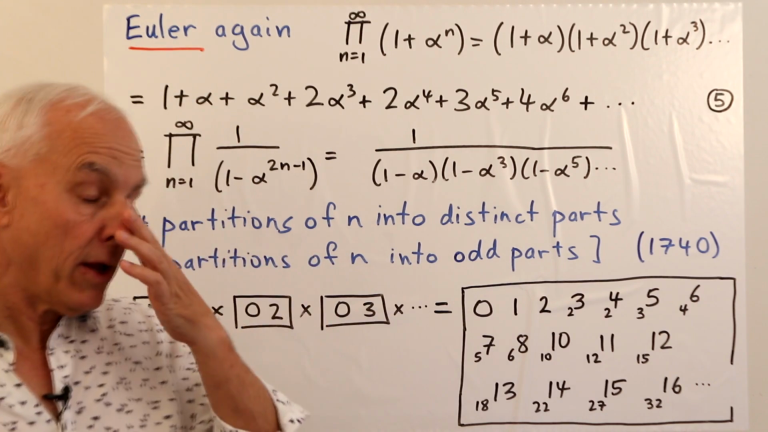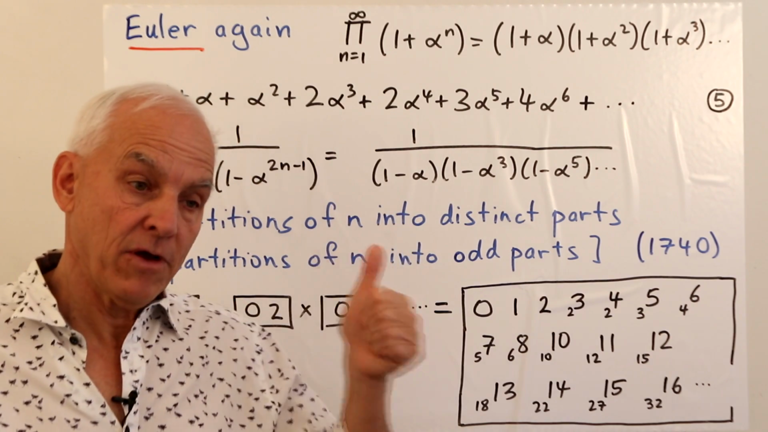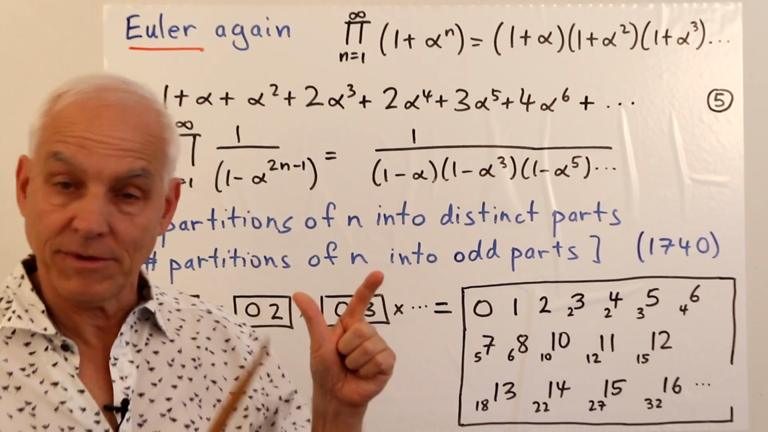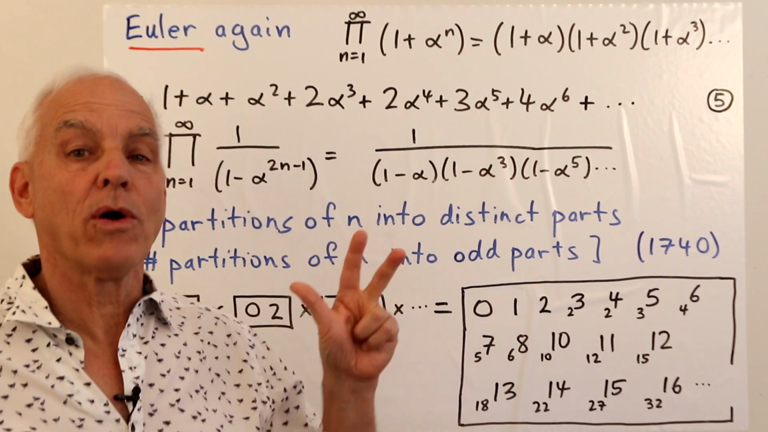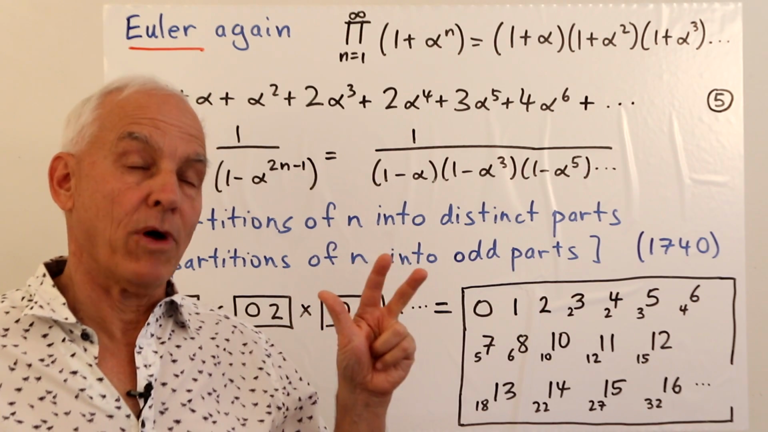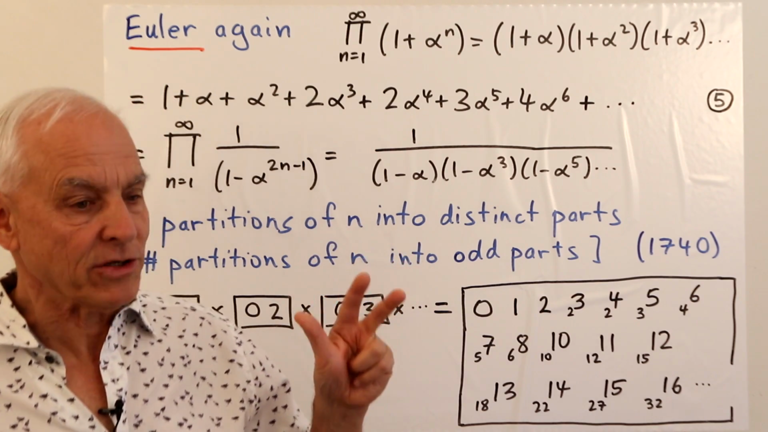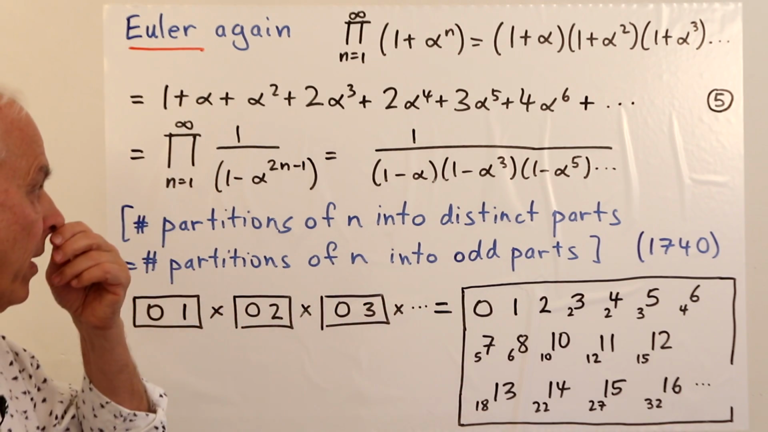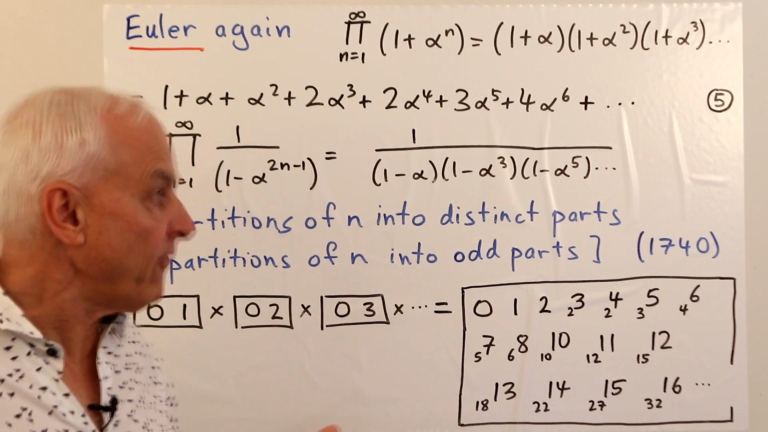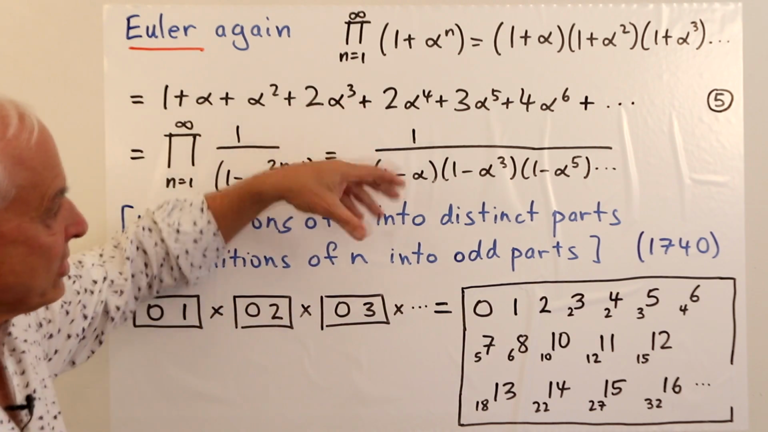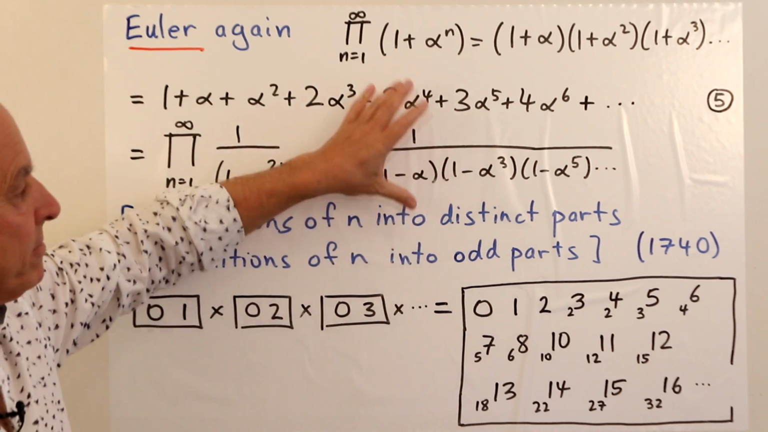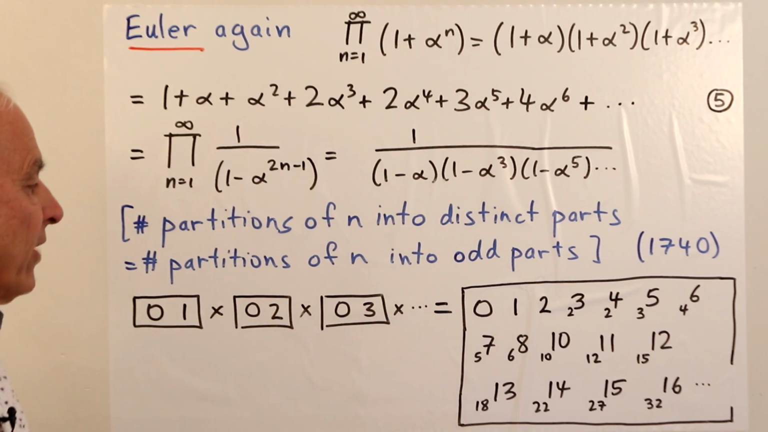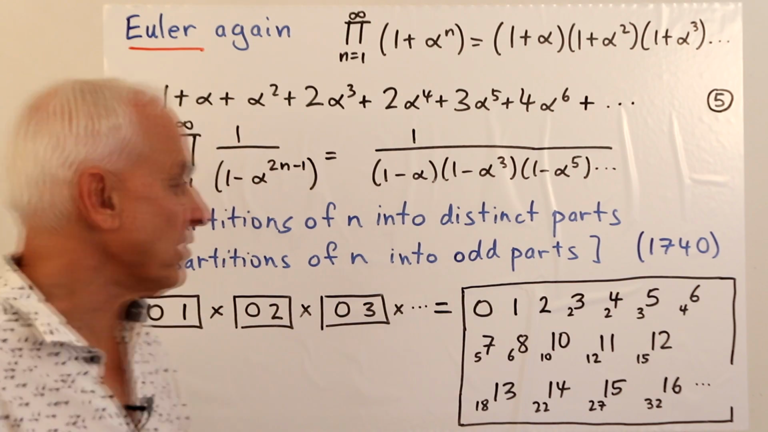So for example, 5 is equal to 5, and it's also equal to 3 plus 1 plus 1, all the parts are odd, or it's equal to 1 plus 1 plus 1 plus 1 plus 1, all the parts are odd. There's 3 of those. So these two numbers are the same, and that's not at all obvious, but it's a result of this algebraic identity here, because these two series are encoding these two things. So this remarkable work done in 1740.